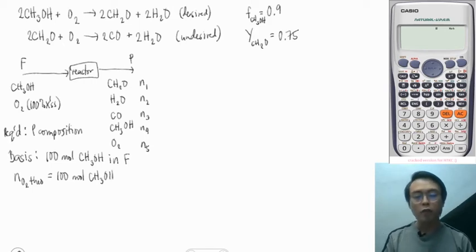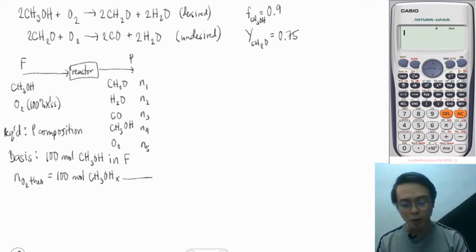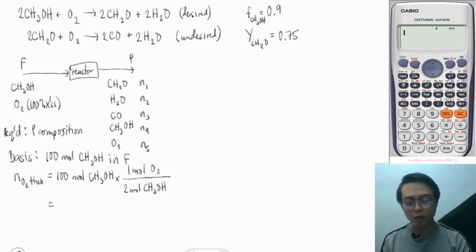And if you are talking of the theoretical number of moles, you always take a look at the desired equation only. Okay? So for the theoretical amount, we only consider the desired equation. So in the desired equation, 2 moles of methanol is equivalent to 1 mole of oxygen. So we now have the number of moles of oxygen theoretical, which is 50 moles O2 theo.